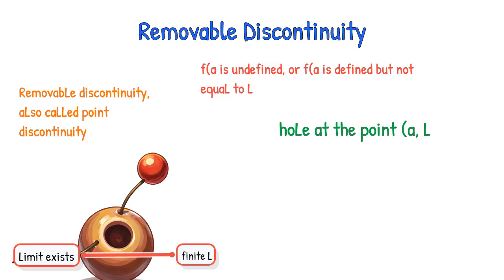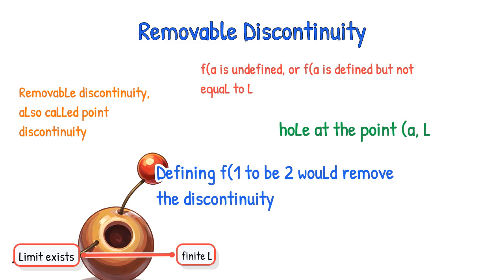For example, the function f of x equals x squared minus 1 over x minus 1 has a removable discontinuity at x equals 1. The limit is 2, but f of 1 is undefined. Defining f of 1 to be 2 would remove the discontinuity.